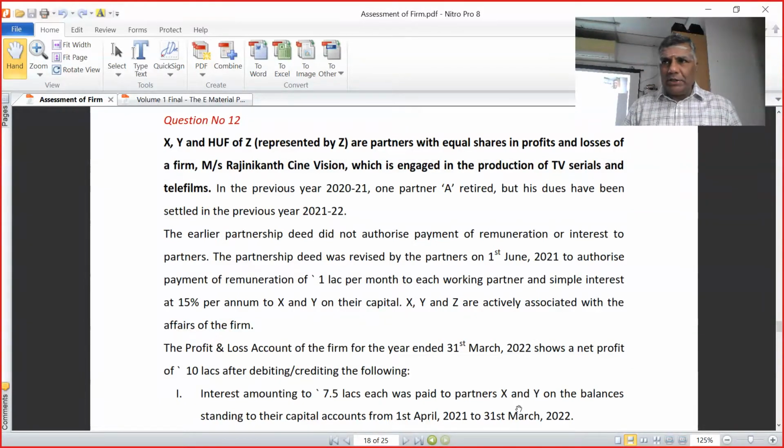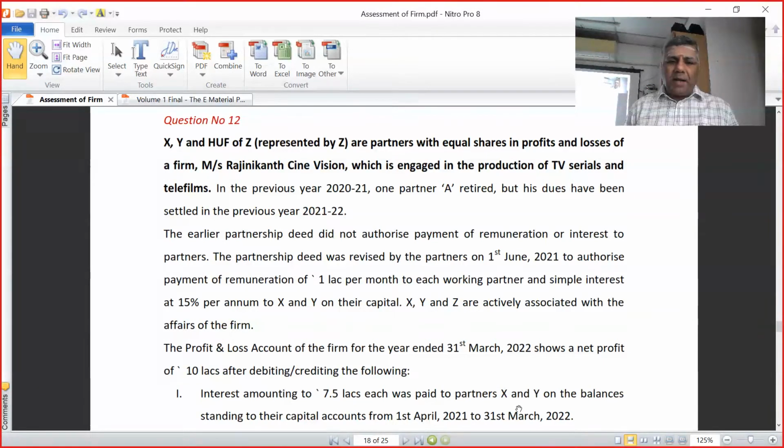We are progressing to the next question, a slight advancement from the previous question which we did yesterday. X, Y, and the HUF, which is represented by the Karta or Z, are partners with equal shares in Talaver's Cinevision, which is engaged in the production of TV serials and telefilms. In the financial year 2021, one partner A retired, but his dues are settled only in 21-22.